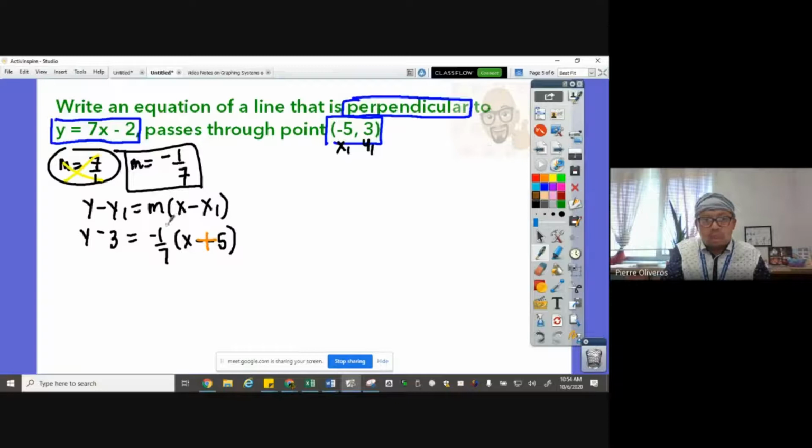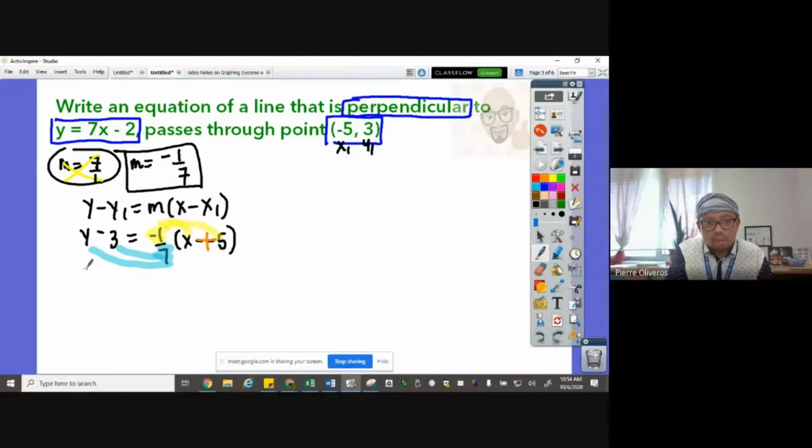So you can distribute the negative 1 over 7 right to the right. That's what commonly we do. But I'm going to show you a different way. I'm going to multiply the negative 1 to the right, and I'm going to multiply the 7 to the left, okay? Just to show it to you to avoid fraction. You can distribute the negative 1 over 7 to the x plus 5. That's okay. But I'm going to show you a different way here.